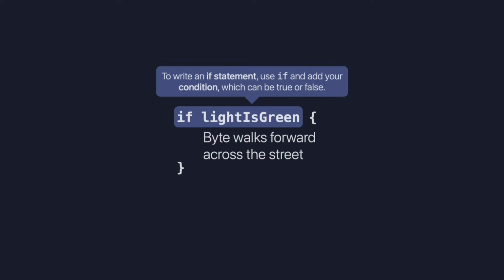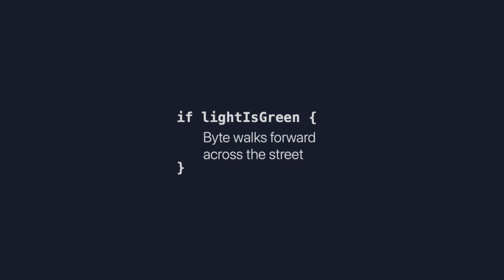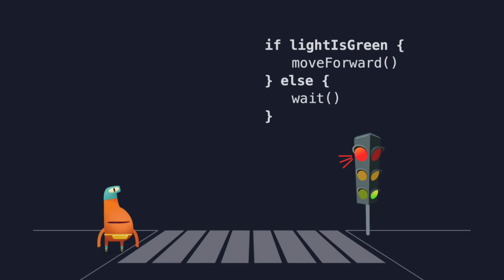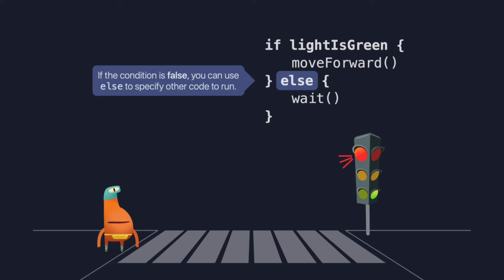To write an if statement, use if and add your condition, which can be true or false. We'll get to that later. We then add the if block, which is just the commands that run if that condition is true. We can even add an else function to tell the program what to do if that condition is false. So these are the basics. Let's take a look at it in action.